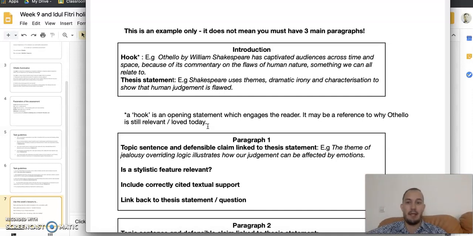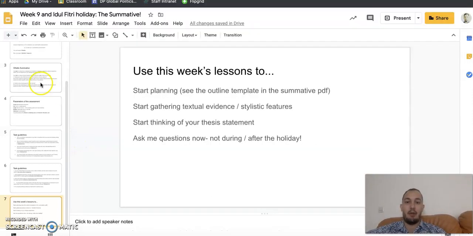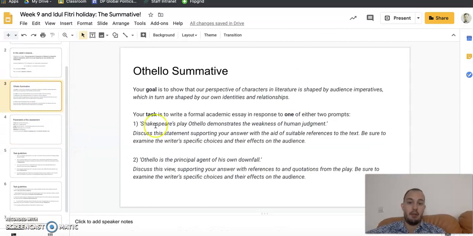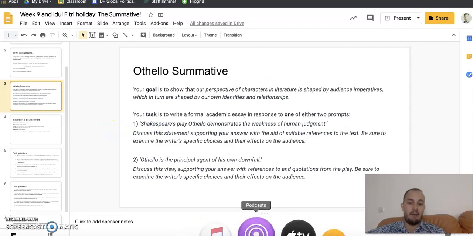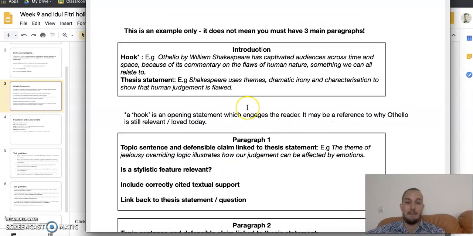So the hook I came up with here is: Othello by William Shakespeare has captivated audiences across time and space because of its commentary on the flaws of human nature, something we can all relate to. So it's basically saying this piece of literature is universal, it's timeless. Then my thesis statement is: Shakespeare uses themes, dramatic irony, and characterization to show that human judgment is flawed. So as you can hopefully tell, that was a response to number 1, Shakespeare's play Othello demonstrates the weakness of human judgment. I hope it was fairly clear.